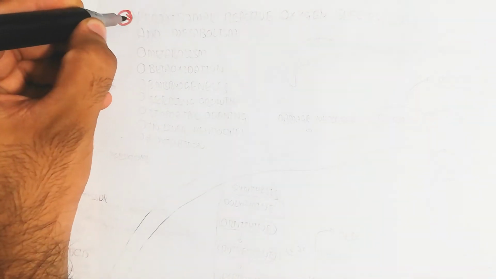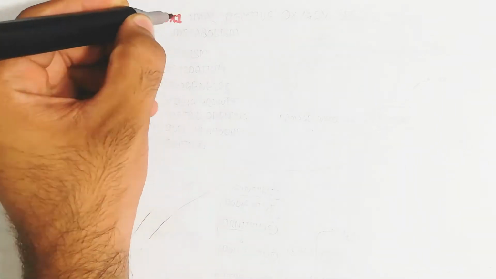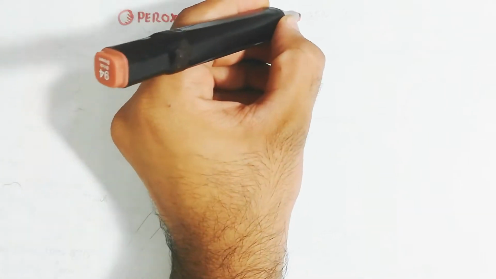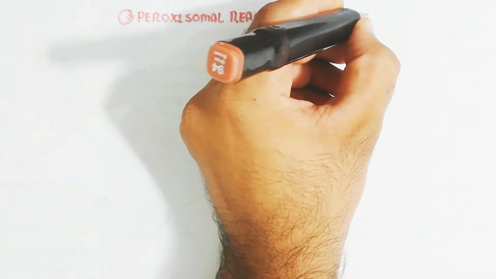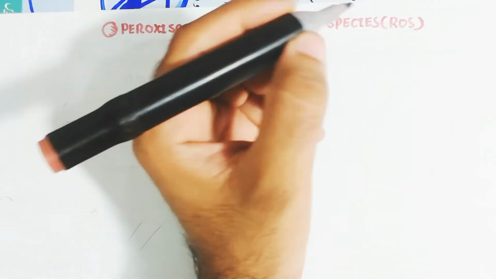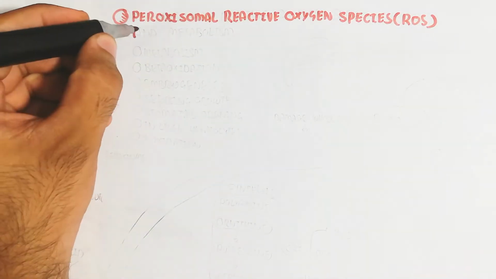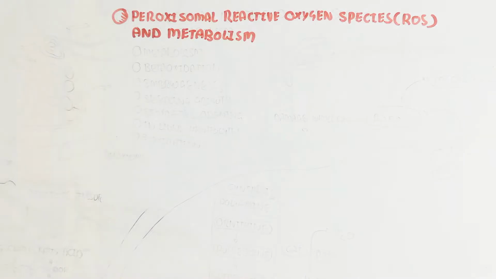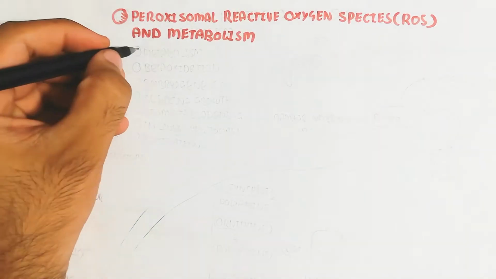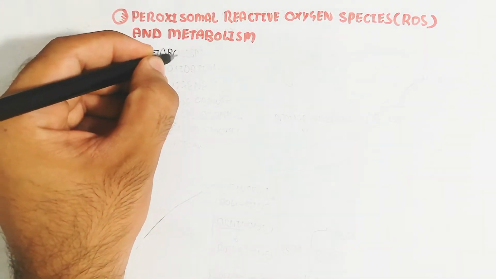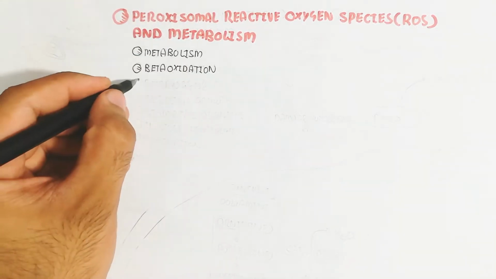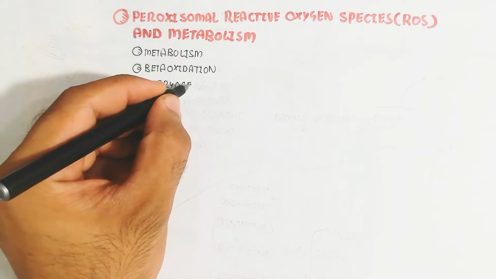Hello, in this video we will discuss peroxisomal reactive oxygen species and metabolism. Reactive oxygen species are very harmful to our tissue. The peroxisome is also present in the plant cell, but it does not produce too much reactive oxygen species, or if it does, it can be controlled. A lot of antioxidants present in the plant will inhibit them.